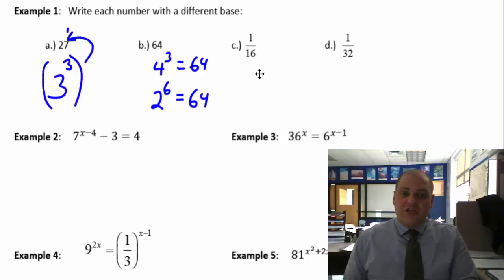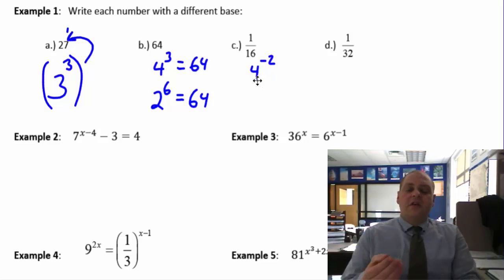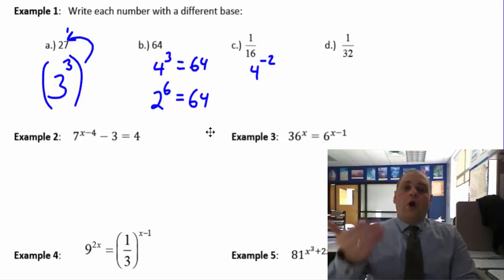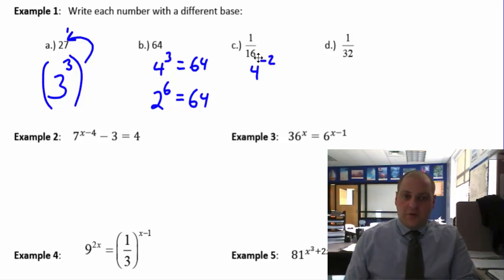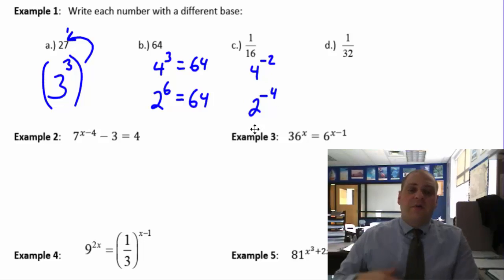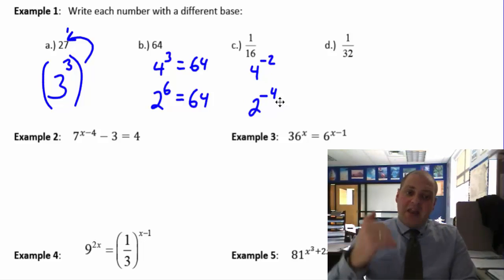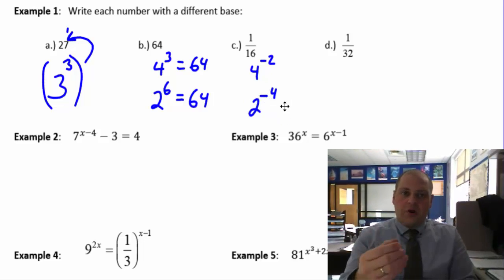1/16 can be changed to 4 to the -2, because remember, 4 to the -2 would be 1 over 4 squared. 4 squared is 16. And then 16 is also 2 to the -4. 2 to the 4th is 16, but if you want 1 over, it's -4. Remember that a negative exponent makes the 1 over. So whenever you see 1 over, it's going to be a negative exponent.